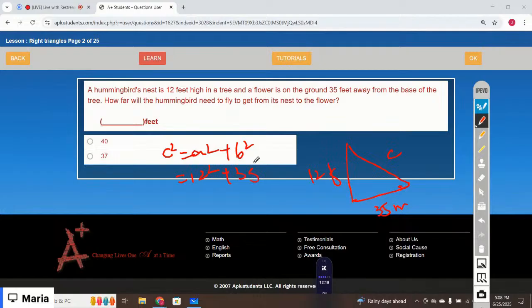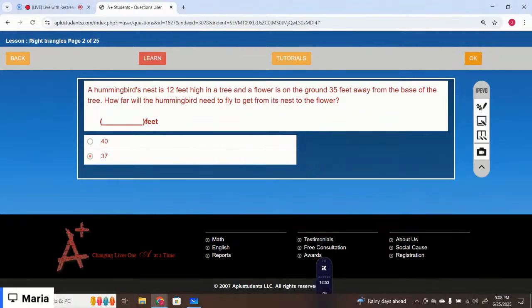That is 12 square plus 35 square. 12 square is 144 and 35 square is 1225. So 1225 plus 144 is 1369. And I think the square root is 37. Option number two is the correct option. 37, option two, is the correct option.